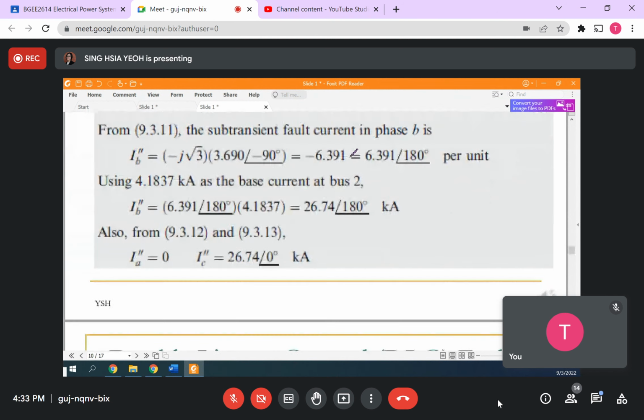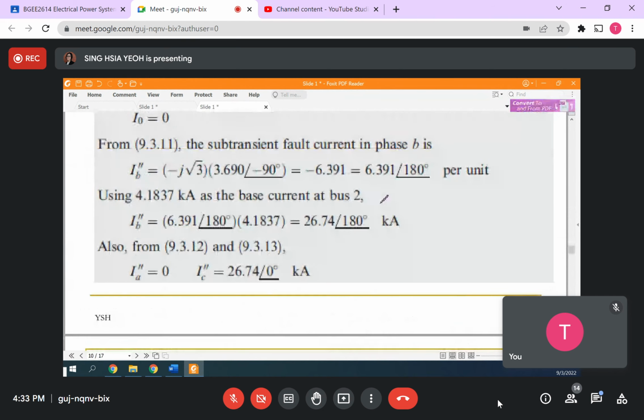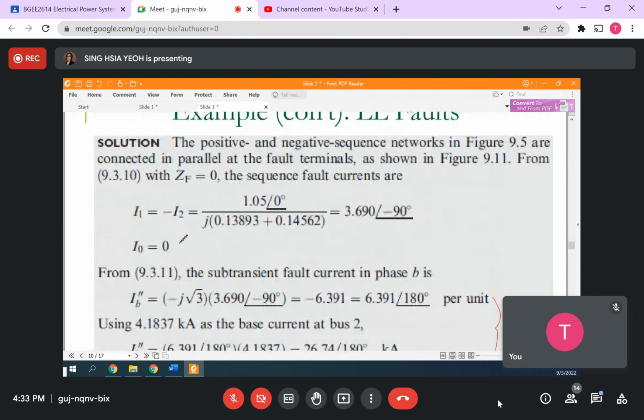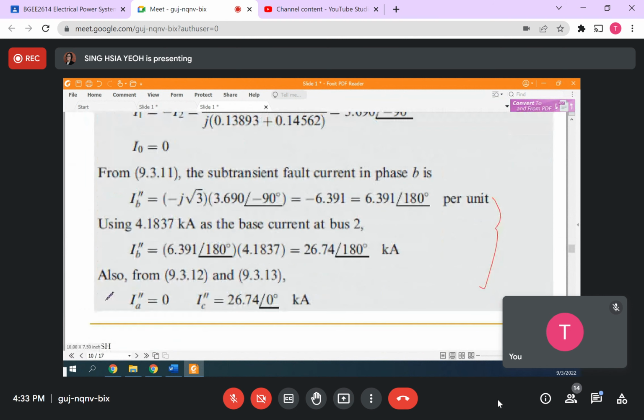Okay, then next, actually you don't need to care about this. Okay, you have I0, I1, I2, then you just use a formula to convert to phase, okay, to convert to A, B, C. And don't care about the double prime, right?